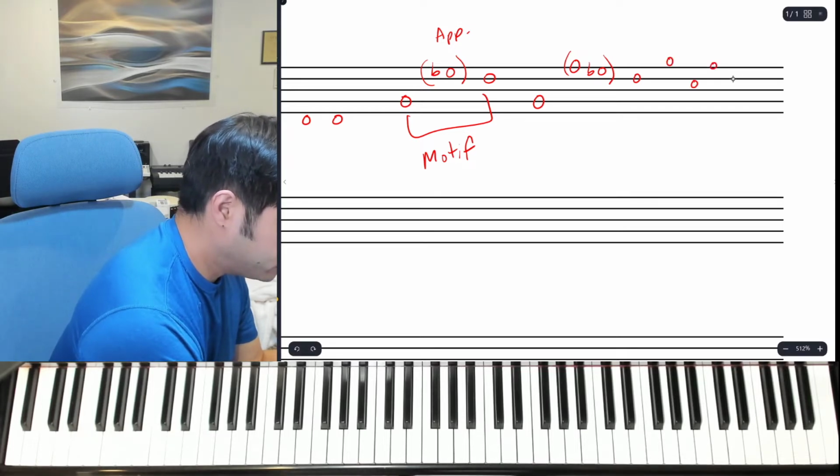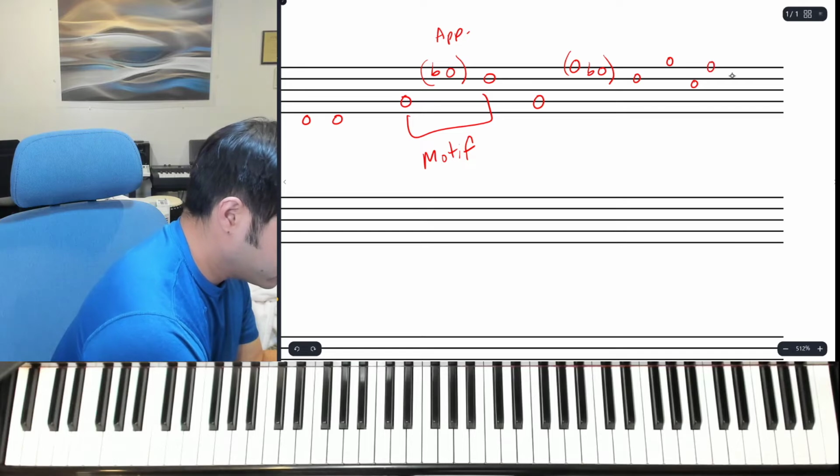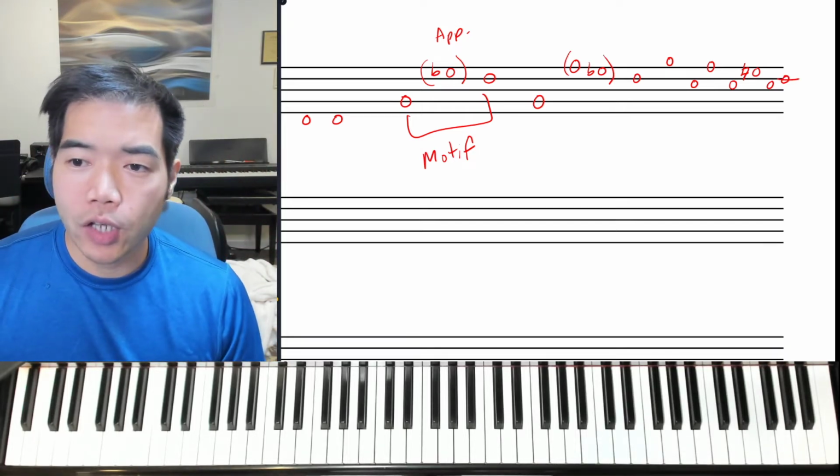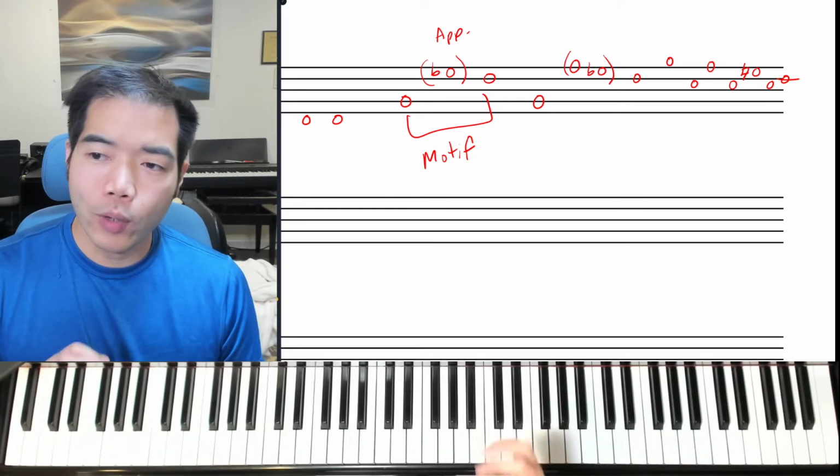This is what I did. I actually used an E natural. That's what I did here. Lots of leaps, right? I used lots of leaps, but I still found a way to make it work.